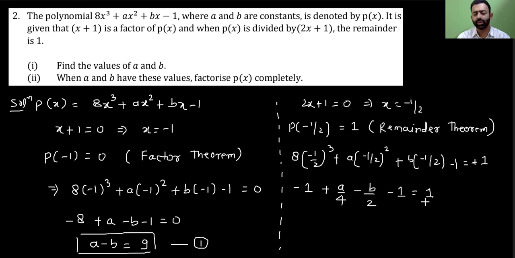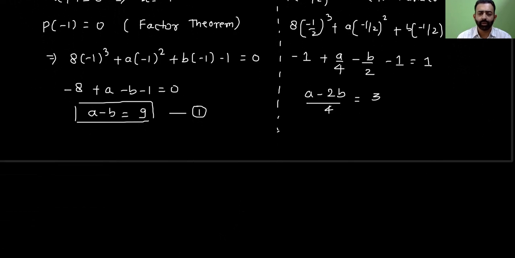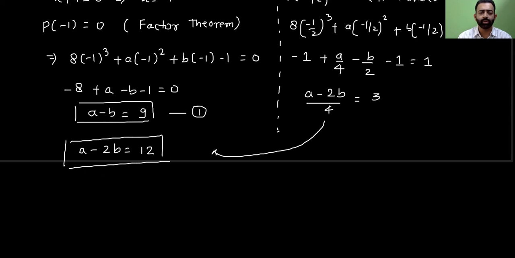Minus 1 minus 1 is minus 2. In the RHS, it will become plus 2 plus 1 is 3. And taking the LCM as 4, you will get 2a minus, not 2a, I'm sorry. This will be a minus 2b upon 4 is equal to 3. Okay, that means a minus 2b is equal to 12. Okay, and I'm writing this here. So a minus 2b is equal to 12, right? This is your equation number 2.